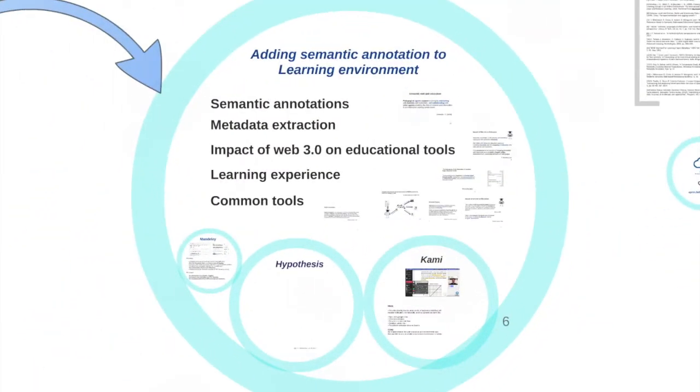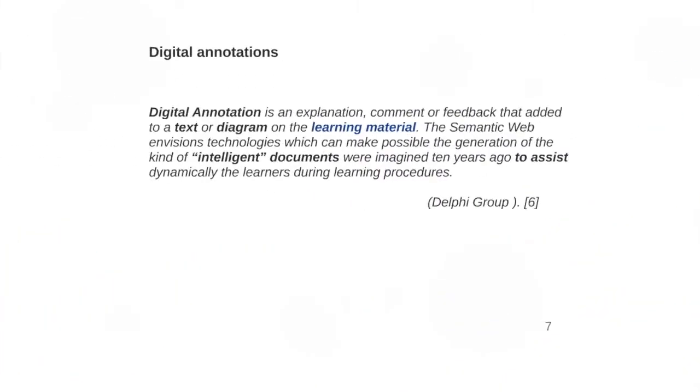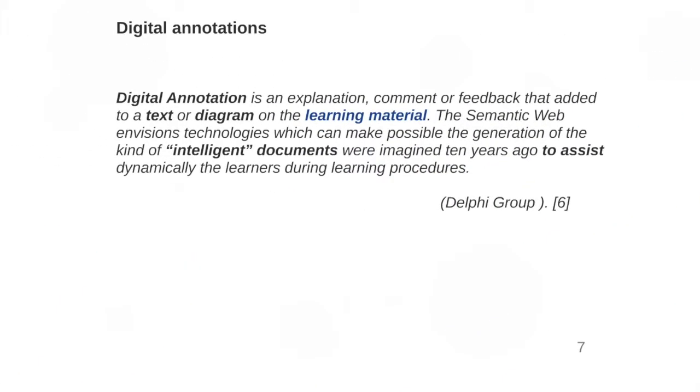So let's talk about some background of annotation. From the Delphi Group, digital annotation was an explanation, comment or feedback on the added text or diagram on the learning material. But they had a vision at that time, almost 10 years ago, that the semantic web can provide an intelligent document to dynamically assist learning during the learning procedure.